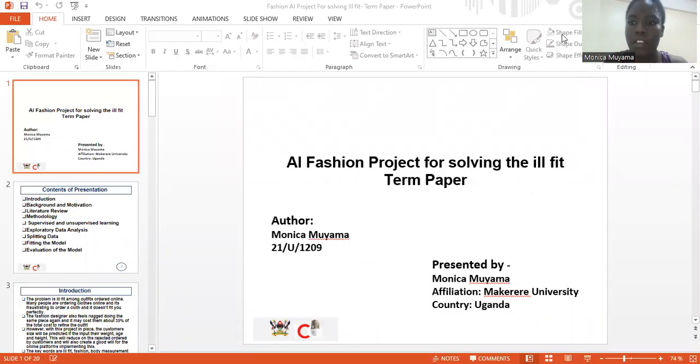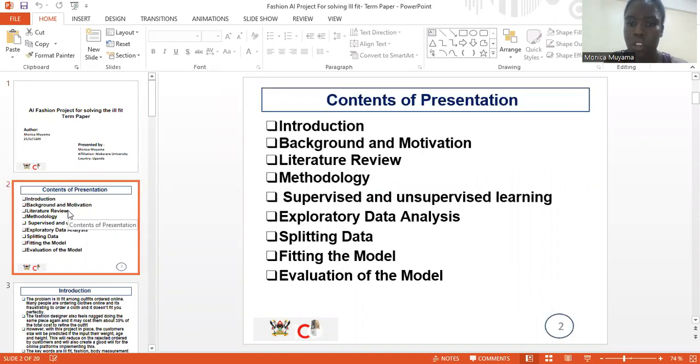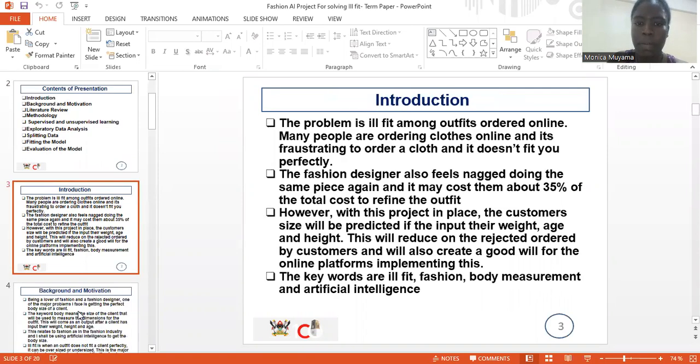Hello everyone, I'm going to take you through my exam paper for AI, and my AI project is solving ill fit. So my presentation is going to have the introduction, the background and motivation, literature review, methodology, supervised and unsupervised learning, exploratory data analysis, splitting data, fitting the model, and then evaluation of the model.